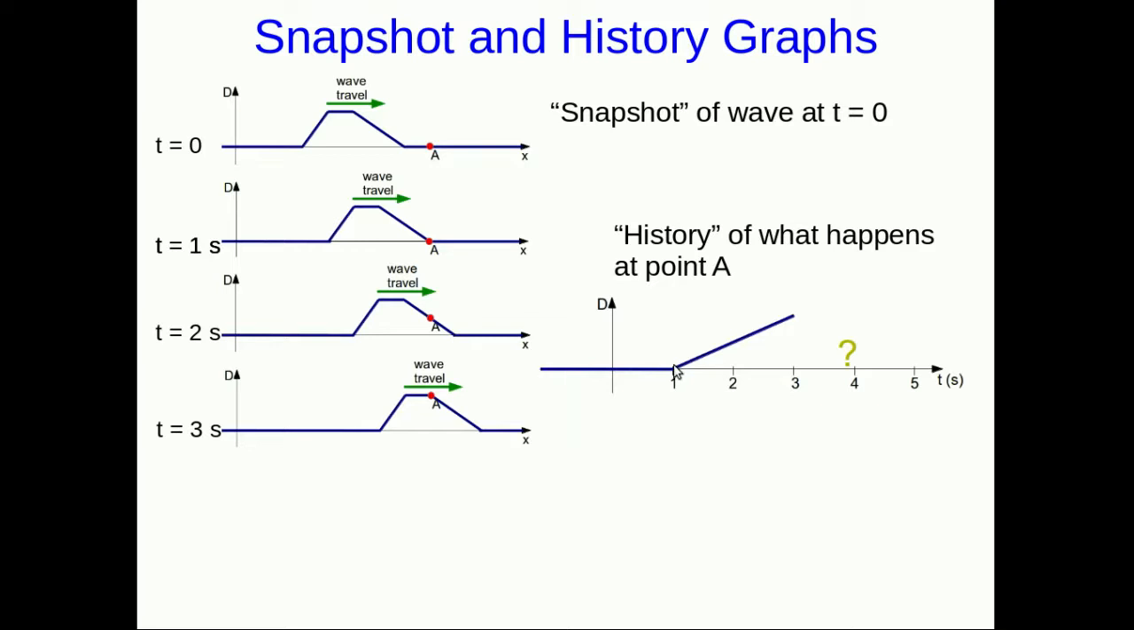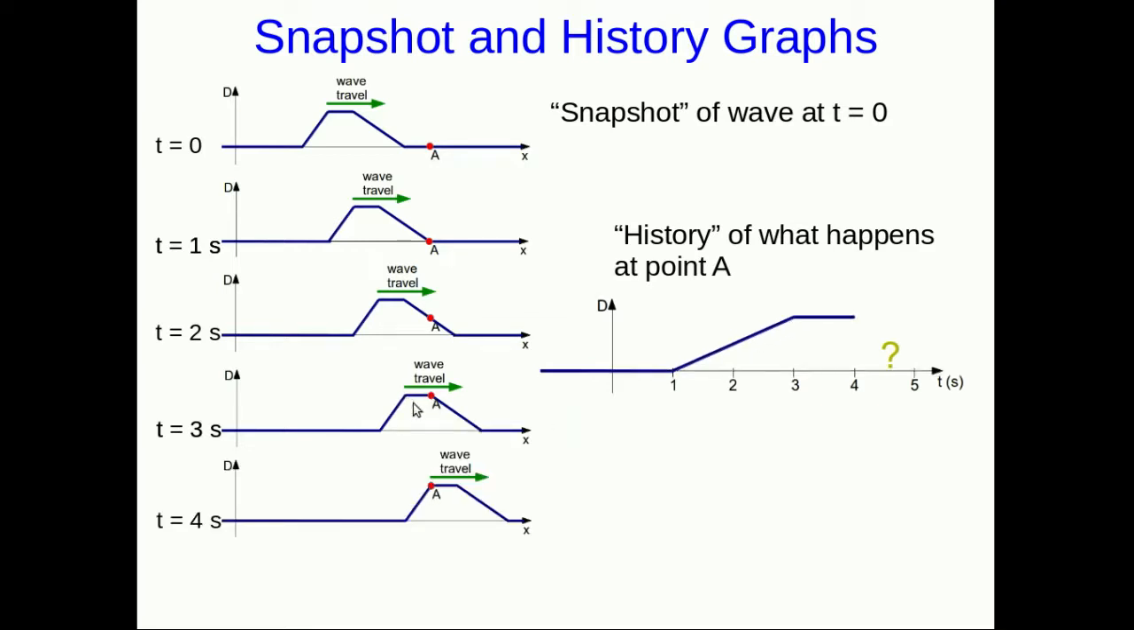It sat still, and then it went up slowly. Now it sits still for a moment as this flat piece of the top of this wave passes under it. So here it is sitting still at some positive displacement. And now there's a steep-sided back edge to this wave, and so in the next second, point A drops down more quickly.